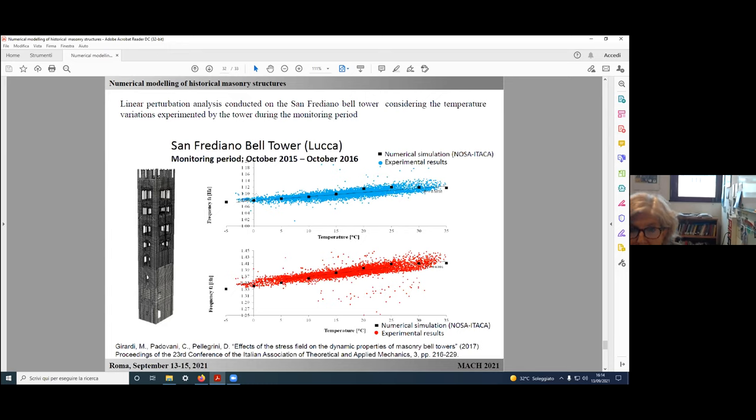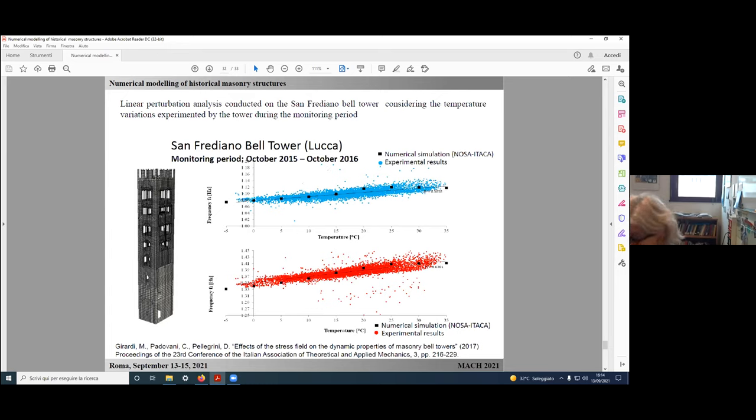So you can see here the experimental frequencies, the correlation of the experimental frequencies with the temperature. And you can see, as I showed before, that frequencies tend to increase with the temperature, and this behavior is confirmed by numerical experiments, by these black squares, which represent the numerical frequencies of the tower obtained by conducting the nonlinear analysis and assigning the incremental thermal variation.